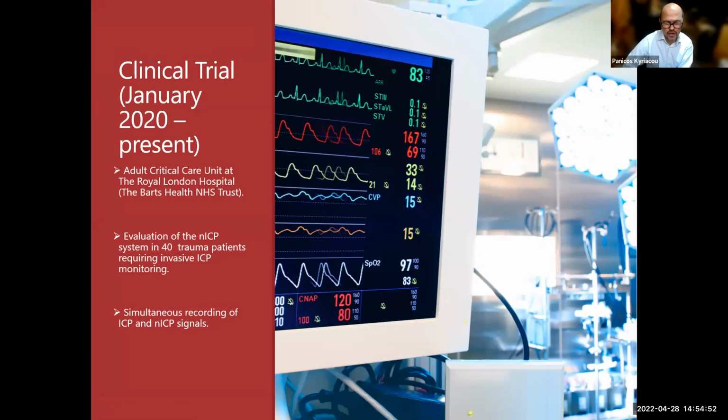And we had a lot of start-stops because of COVID. And this is at the critical care unit at the Royal London. And we have evaluated 40 trauma patients where all of them, of course, had a bolt into the scalp. And we monitored these patients for 2 days continuously.